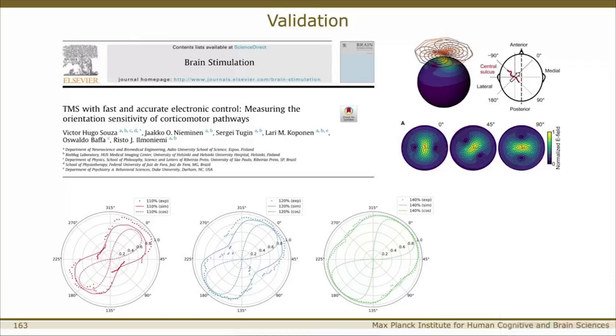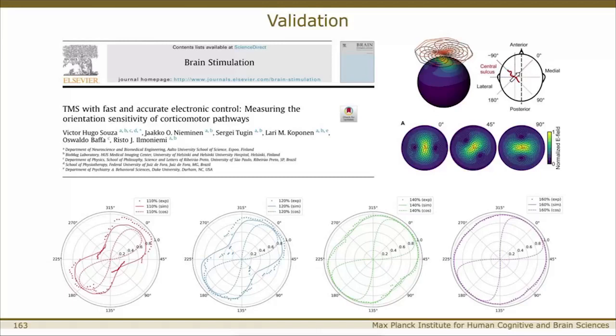Finally, at 160% RMT, we do not have any directional sensitivity anymore, because it doesn't really matter anymore if you have a tangential electric field if you increase the stimulation intensity so far; the neurons get stimulated anyway. Here we see that our predictions pretty well align with the experimental observations of MEPs.